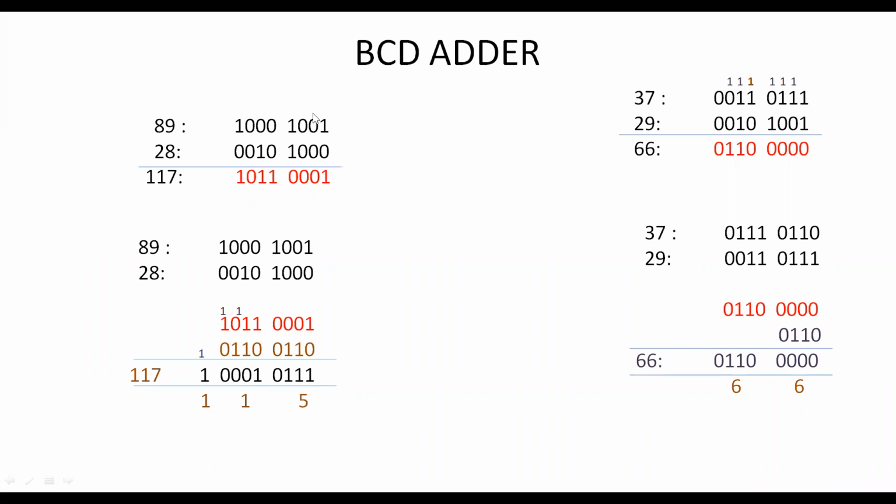This is the first example we have taken. Second example, I am taking 89 plus 28. By adding this, we get the result as 170. Now I am writing the equivalent BCD numbers: 9 equals 1001 and 8 equals 1000, 28 is 0010 and 1000. By performing this addition, we got 1 plus 0, 1, 0, 0.